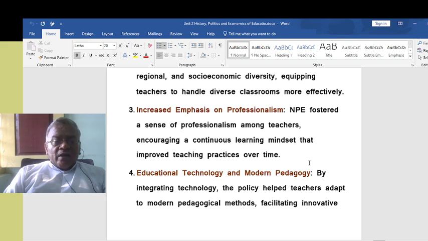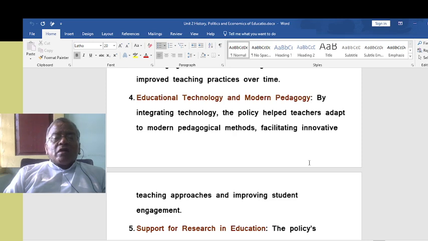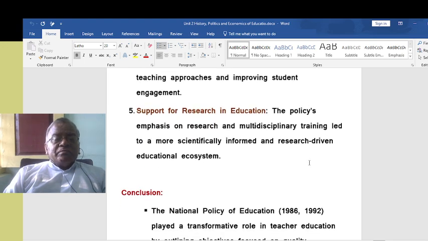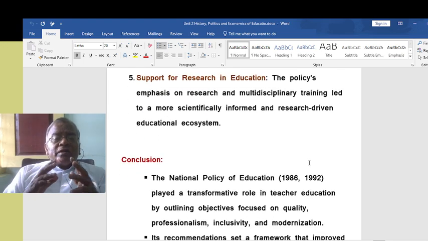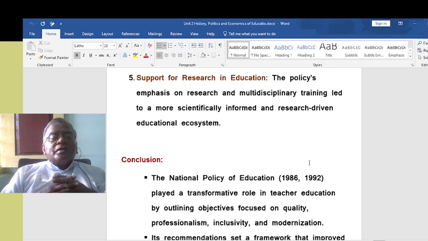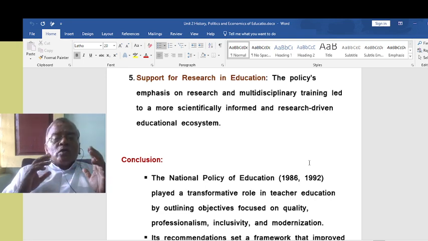over time. Then educational technology and modern pedagogy. By integrating technology, the policy helped teachers adapt to modern pedagogical methods, facilitating innovative teaching approaches and improving student engagement. The support for research in education. The policy's emphasis on research and multidisciplinary training led to a more scientifically informed and research-driven educational ecosystem.